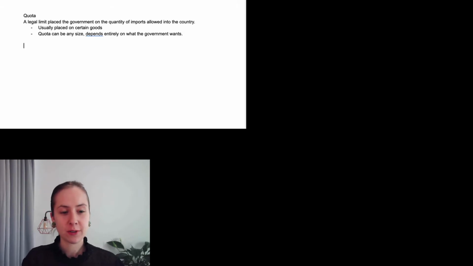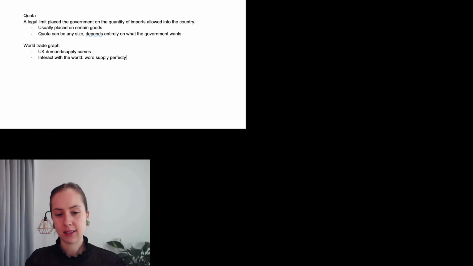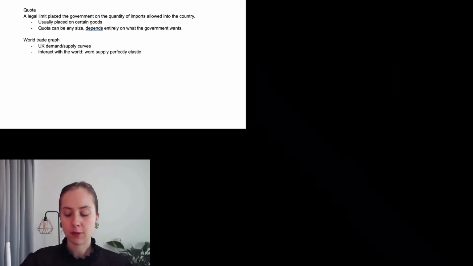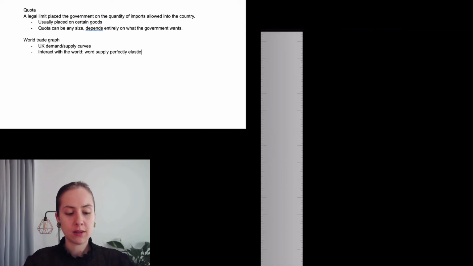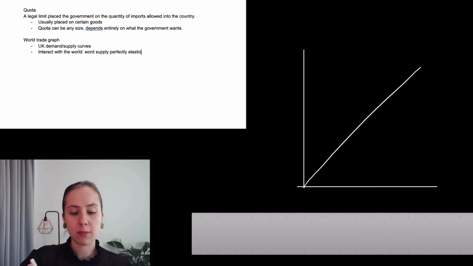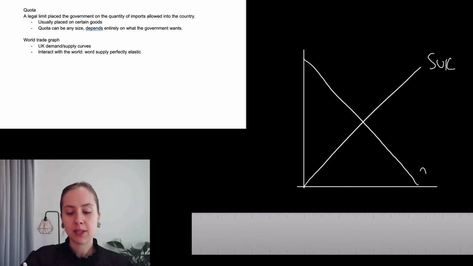Alright, great. So in terms of a graph, what we're going to find is we're going to have this original world trade graph where we have the UK demand and supply curves, and they're going to interact with the world. And remember from the previous video that the world supply is going to be perfectly elastic. Okay, so let's have a go at drawing that. It's a bit of a recap. So we've got the supply of the UK, the demand of the UK.